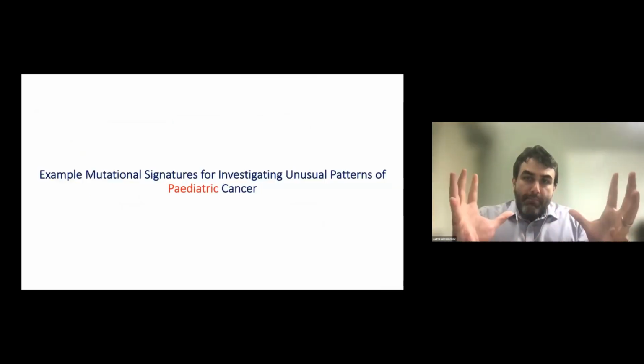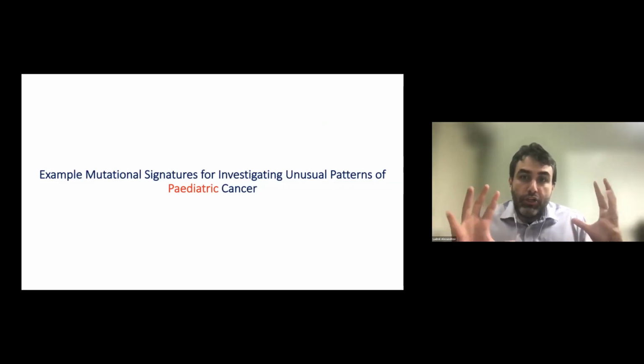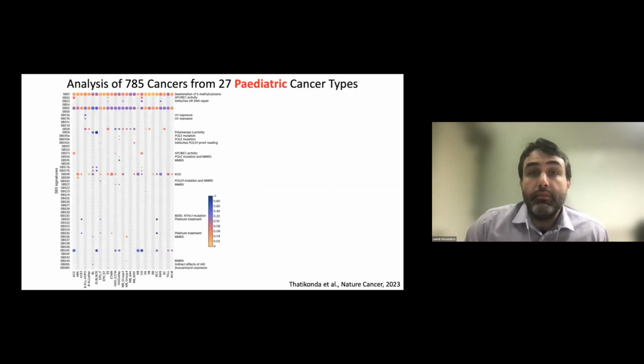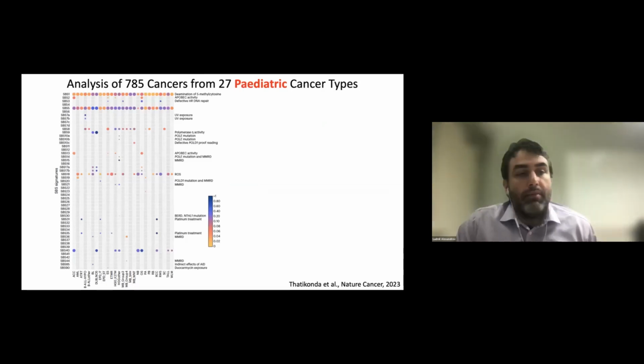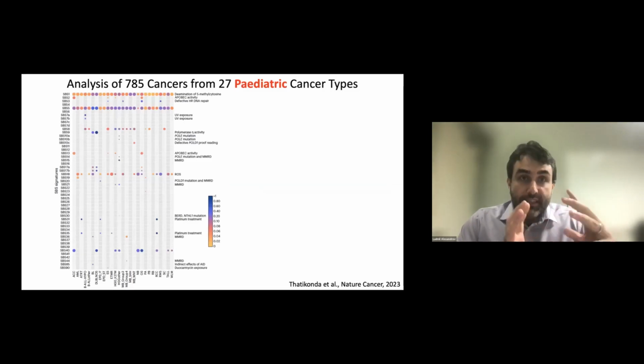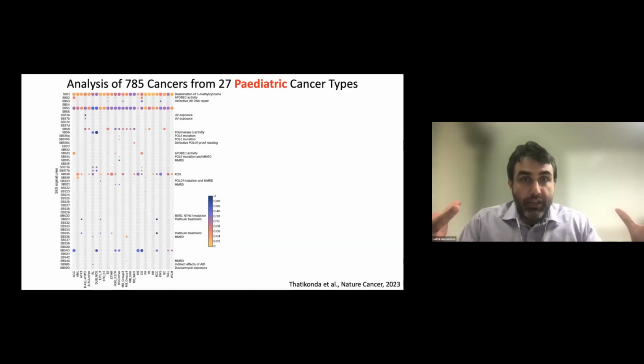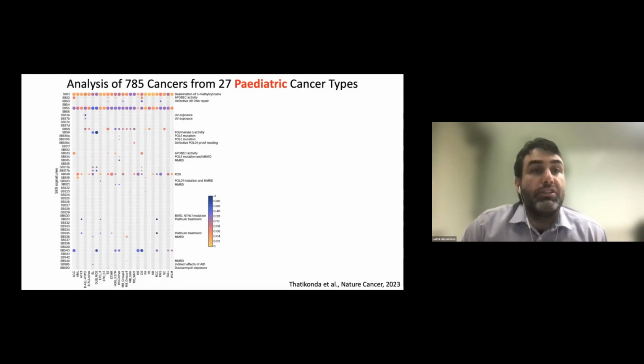So these were my examples, but how can we use mutational signatures to investigate the unusual patterns of pediatric cancers? And what I'm going to show you is a recent collaborative analysis led by the German team, Natalie Jager and Stefan Pfister, which examined 785 childhood cancers from many, many different types. And essentially, they mapped the mutational signatures of the different processes causing mutations in these cancer types.